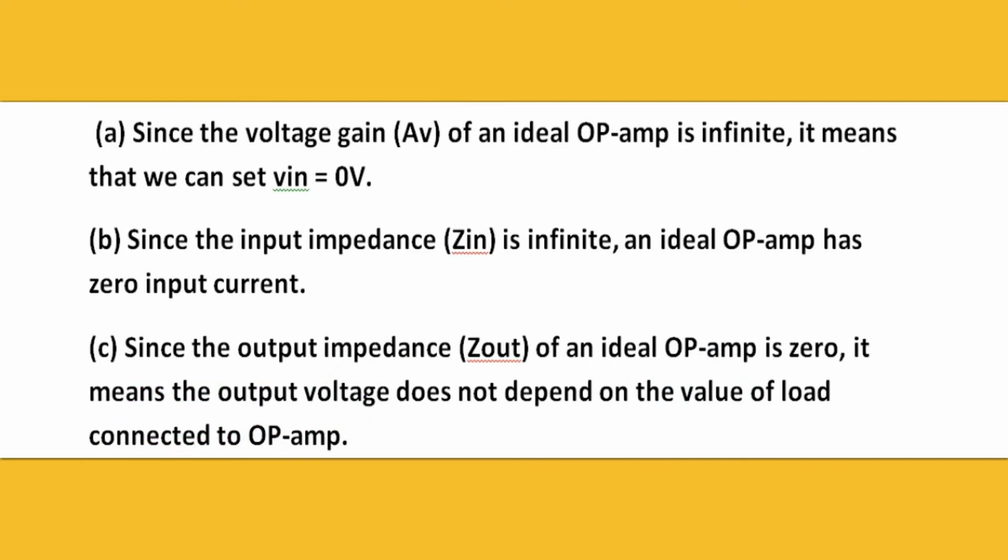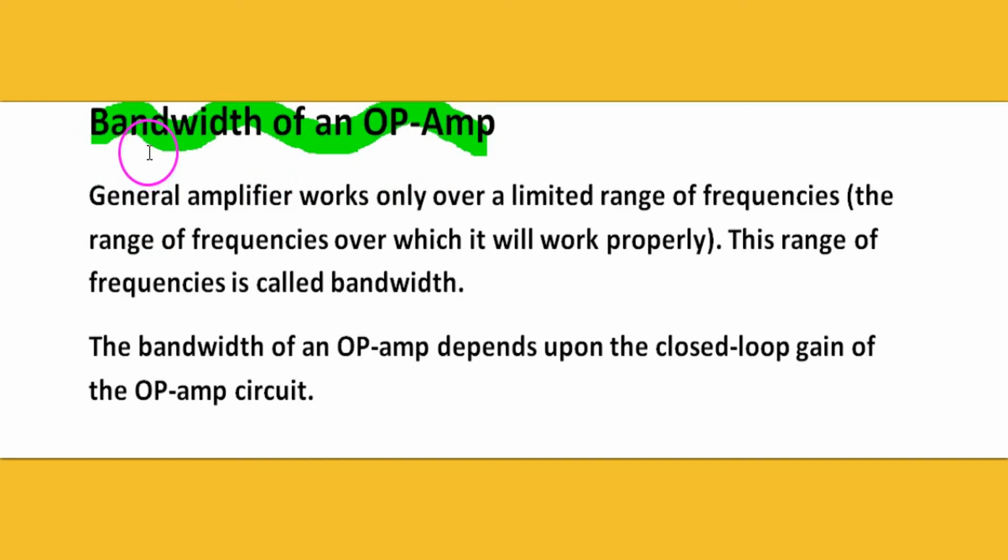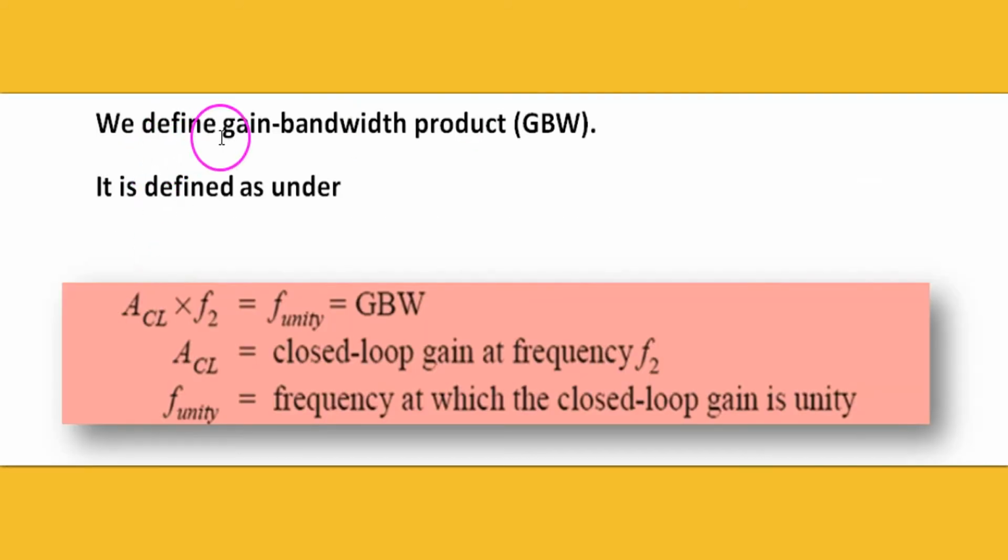Now the bandwidth of the op amp, bandwidth means the frequencies. Generally an amplifier works only over a limited range of frequencies, the range of frequencies over which it works properly. The range of frequencies is called the bandwidth. For an op amplifier, no problem having a large bandwidth, it depends upon the closed loop gain of the op amplifier circuit. So we define the gain bandwidth product. That's the gain multiplied by the frequency f2. Here it should be f2 minus f1, because f1 is taken as 0 here, because an op amplifier works on a DC supply also. DC means no frequency.